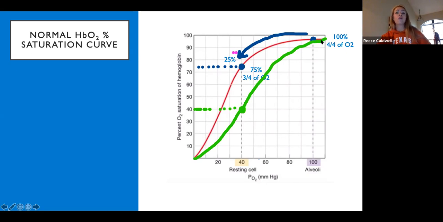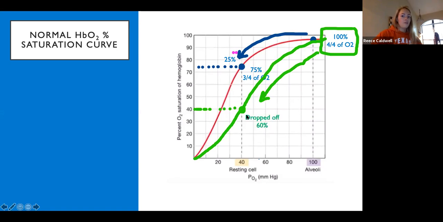Whenever we have a right shift of the curve, we still start at that 100% saturation, so 4 of the 4 binding sites are still filled. However, between the lungs and the tissues, we're going to drop off quite a lot more oxygen. Here we dropped off about 60%, whereas on our normal saturation curve, we only dropped off about 25%.